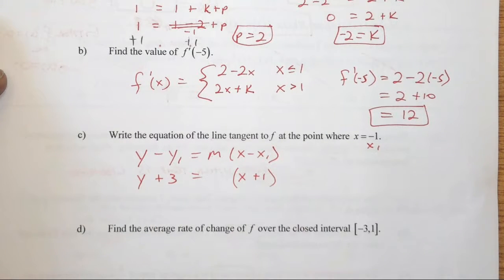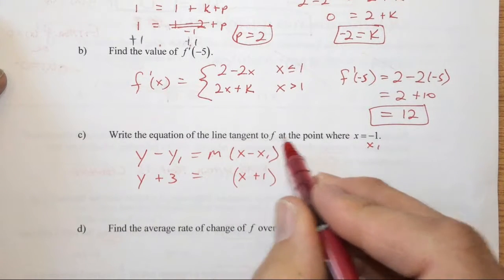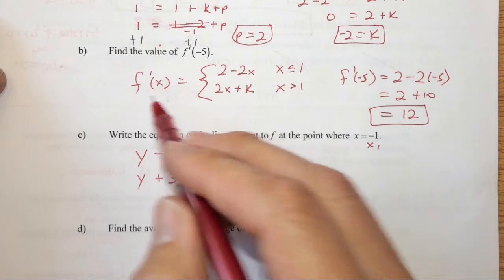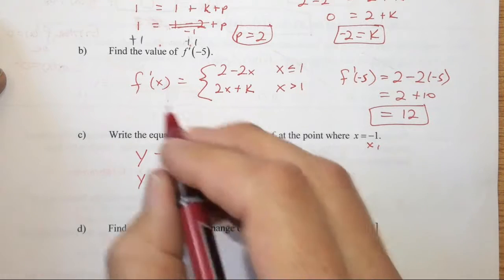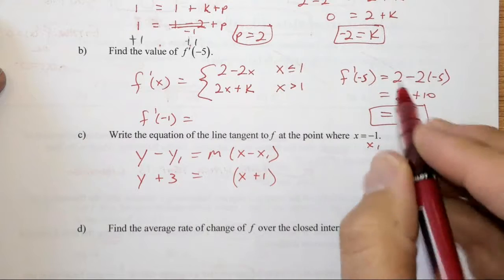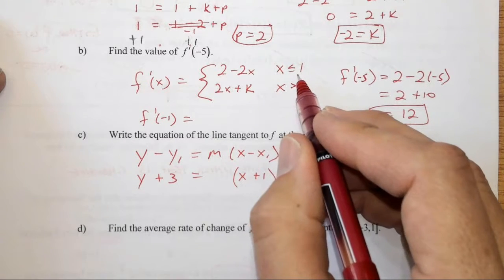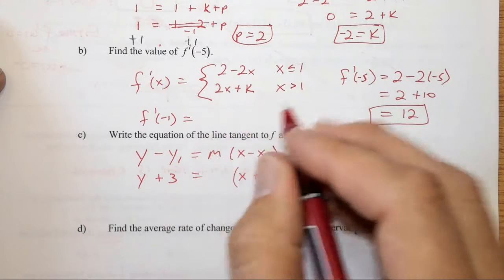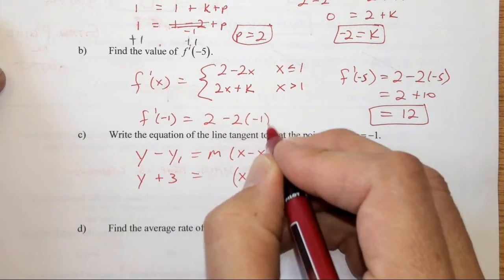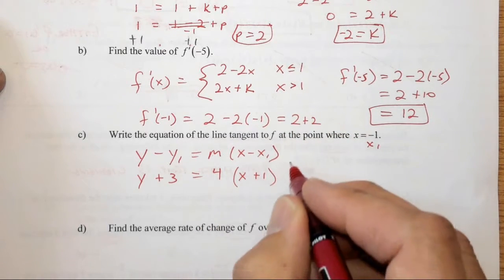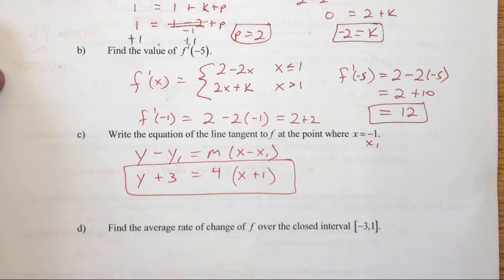Now we need the slope. The slope of the tangent to the curve at a point, that's our derivative. Right? Well, we have our derivative right here. We're interested in the derivative when x is negative 1. So we want f prime of negative 1. Just like with negative 5, negative 1 is less than or equal to 1. So we're going to use this top derivative. 2 minus 2 times negative 1, which is 2 plus 2. So our slope is 4. And that is our equation of the line tangent to the curve when x is negative 1.